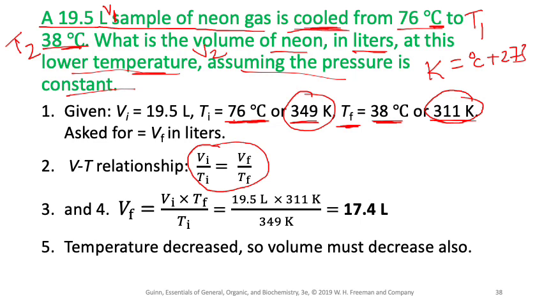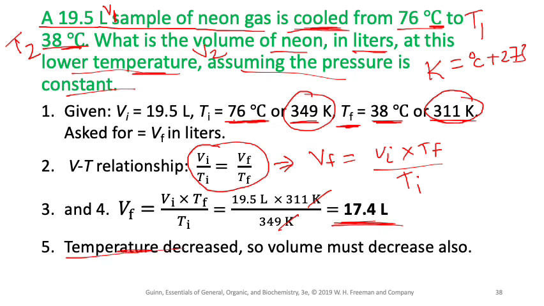And we need V2, so I can reshuffle this equation to get VF. VF is going to be VI times TF over TI. Like I said, I means initial and F means final. So plug in the numbers, Kelvin cancels, and your final volume comes out to be 17.4. And you can see that during this experiment the temperature decreased. If the temperature decreases, volume has to decrease, because volume is directly related to temperature. That's your Charles' law.